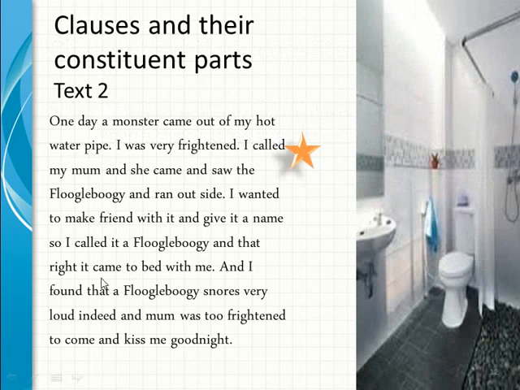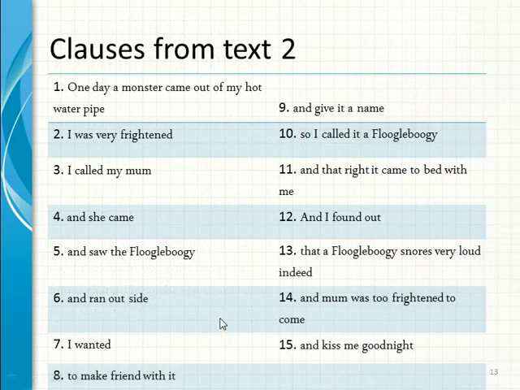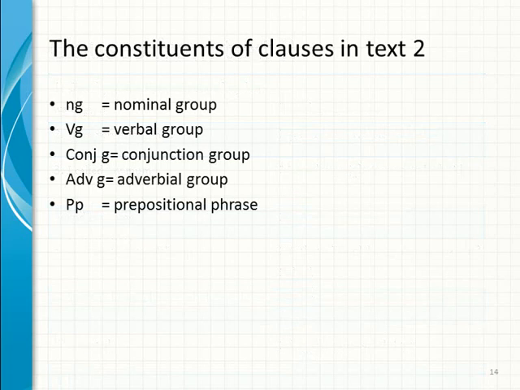When we look at this text and try to divide it into clause complexes, we have to look at the full stop. So we have 1, 2, 3, and then 4, and then 5. So there are 5 clause complexes. Okay, but how many clauses? When we see here, there are 15 clauses from 5 clause complexes. And then next we analyze them further based on their constituents.